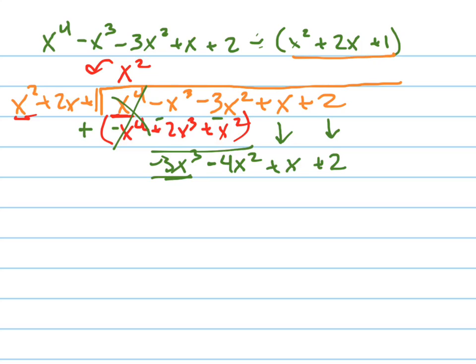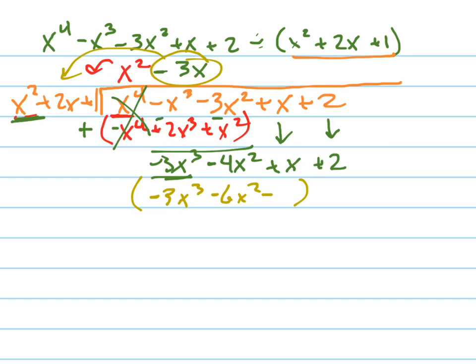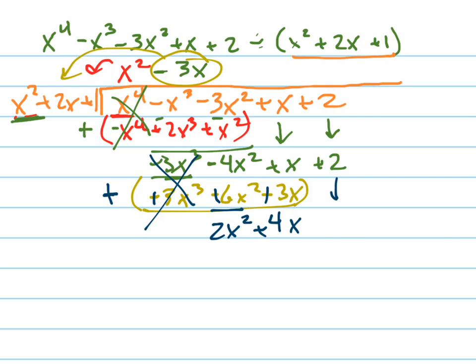Alright, this divided by this is what? Negative, don't forget the sign, 3x. Negative 3x. Now I'm going to do what with that? Multiply that into all of those, put it in parentheses. So negative 3x cubed minus 6x squared minus 3x. And now I have to do what with all those? I'm subtracting them, so what do? Plus, plus, plus. They all turn into positives. That's gone. I'm adding straight down now. This is 2x squared. This is 4x. And then bring the 2 down.